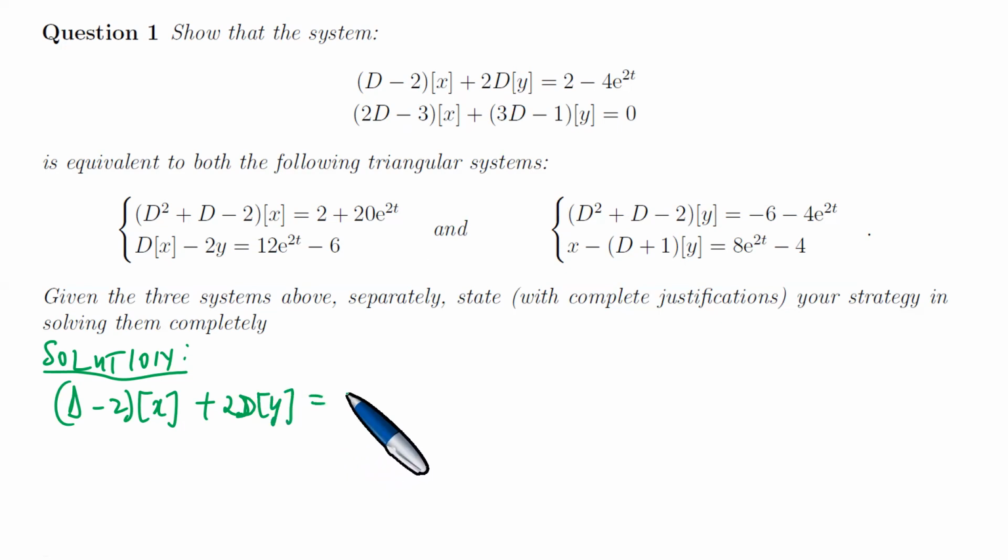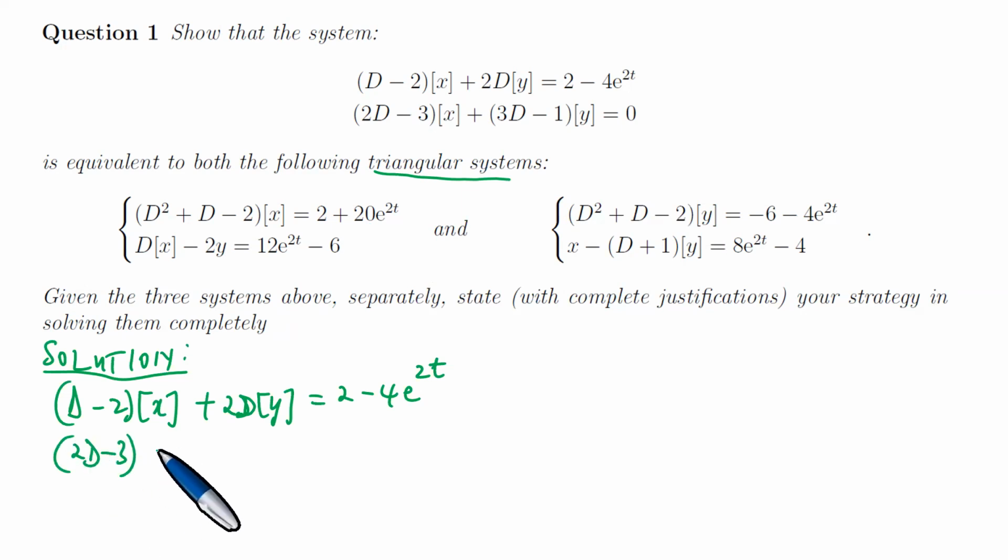And these operators themselves, this differential equation is this. What are we discussing here? It's not about the question, but we're just discussing triangular systems. And the next thing is now we just copy the bottom one. Then we just learn how to transform these into a triangular system. The kind of question we are discussing, the problem does not quite matter. So we have 3D minus 1 operating on Y, and this result is zero.